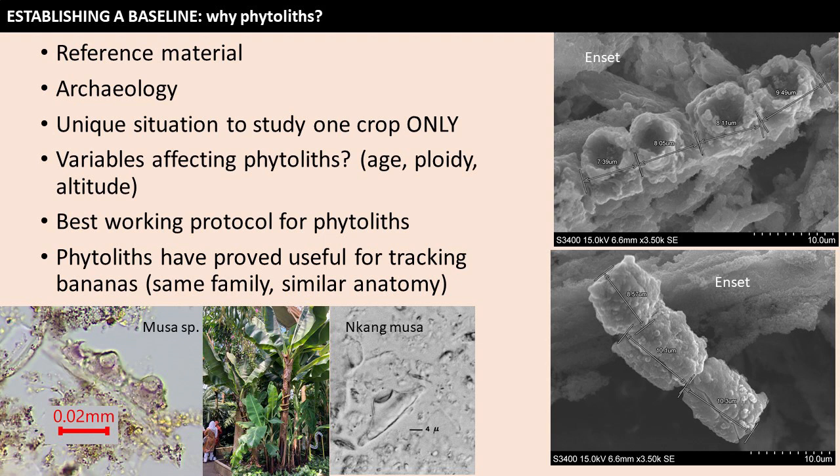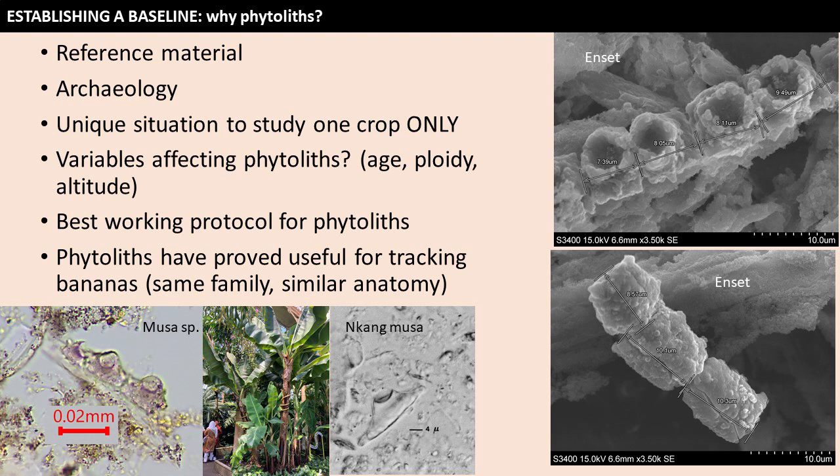I don't know if you are familiar with the claim that they found banana phytoliths in Cameroon, the famous Nkang Musa, and it dates to 2500 BP according to the authors of the paper. It is contentious because although there's no doubt that this is Musa, I think it's the right size and the right shape, we are not so sure about the dating of this.